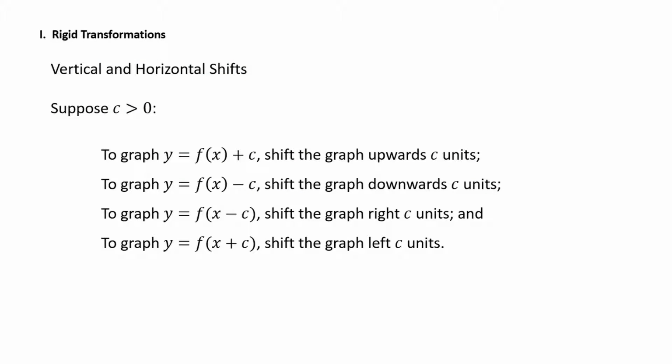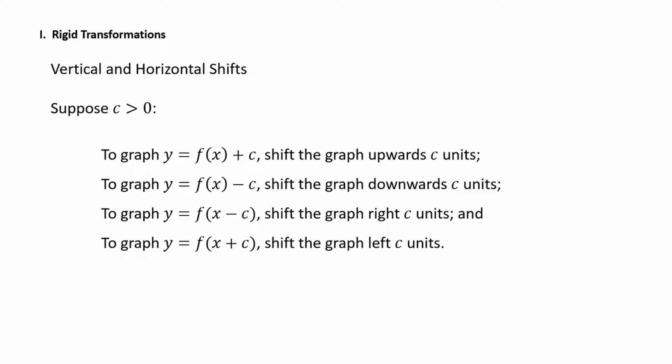Roman numeral 1. Rigid transformations. Rigid transformations are vertical and horizontal shifts and reflections. The shape of the graph is not affected during a rigid transformation, only its location. So let's look at vertical and horizontal shifts.